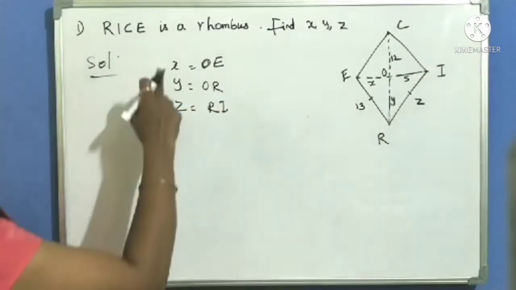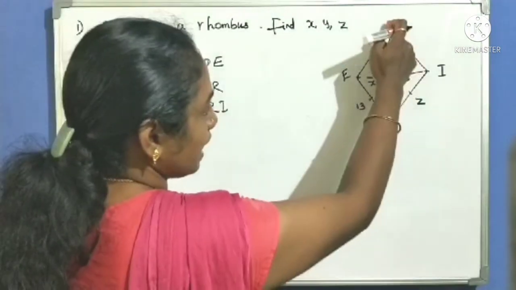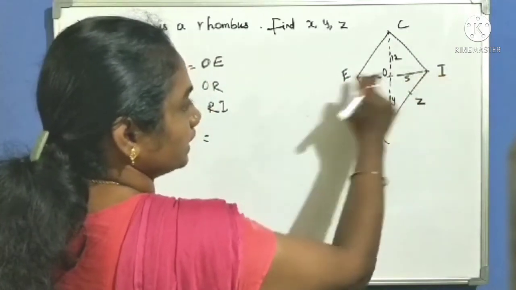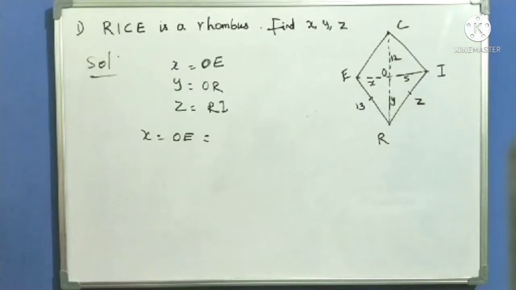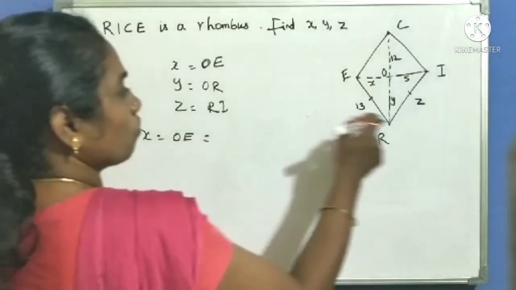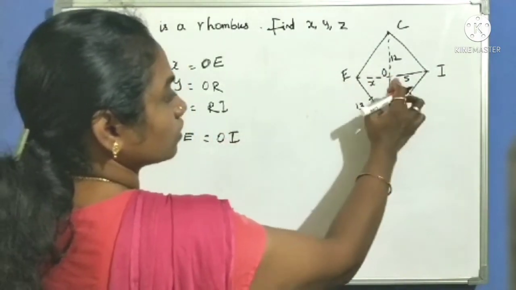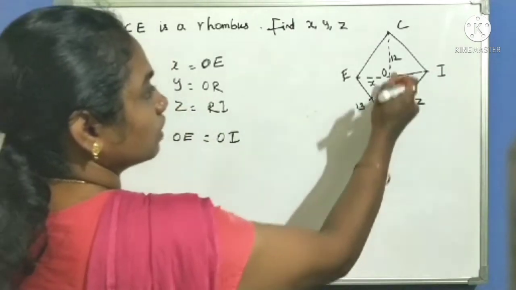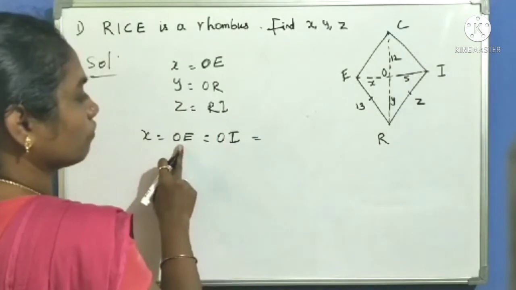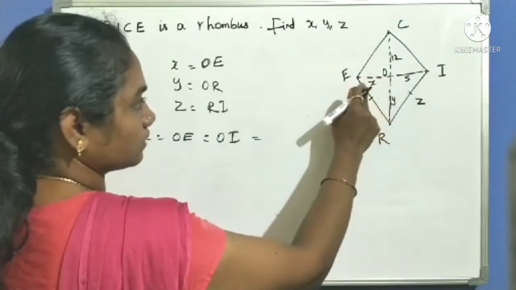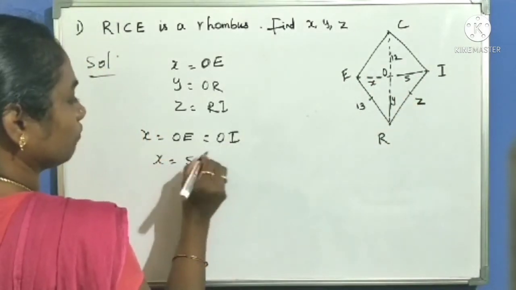So first find X. X equals OE. See that RC and IE are the diagonals. What is the property of the rhombus? Diagonals bisect each other. So OE equals OI, and OC equals OR. The value of OE is X and OI is 5. So X equals 5.